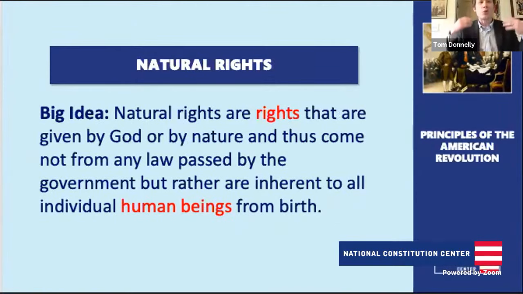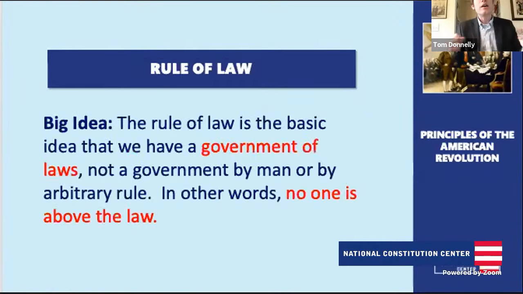The second big idea is natural rights. And natural rights are rights that are given by God or nature. They don't come from government. These are rights that you get just for being a human being, just for being born, and they're rights that you can't give up to the government. So that's popular sovereignty, natural rights. The last big idea is the rule of law. And the rule of law is the idea that we have a government of laws, not a government by man or by arbitrary rule. The big principle here is that no one is above the law. So let's start, Curry. Let's start with popular sovereignty, say a little bit more about that and about each of these 3, and then we can get to the revolution.